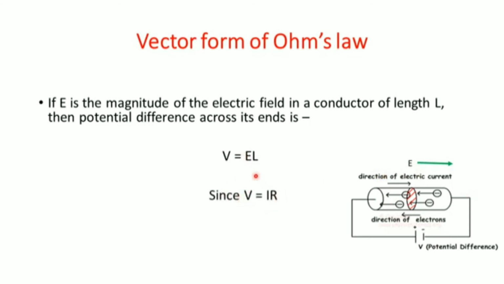By Ohm's law, we know that V is equal to I into R. So replace this V in the above relation, we get IR is equal to E into L. Now this R can also be given as R is equal to rho times L by A. So putting this value of R, we get I rho L by A is equal to E into L. This L will cancel this L. We get I by A is equal to E by rho.